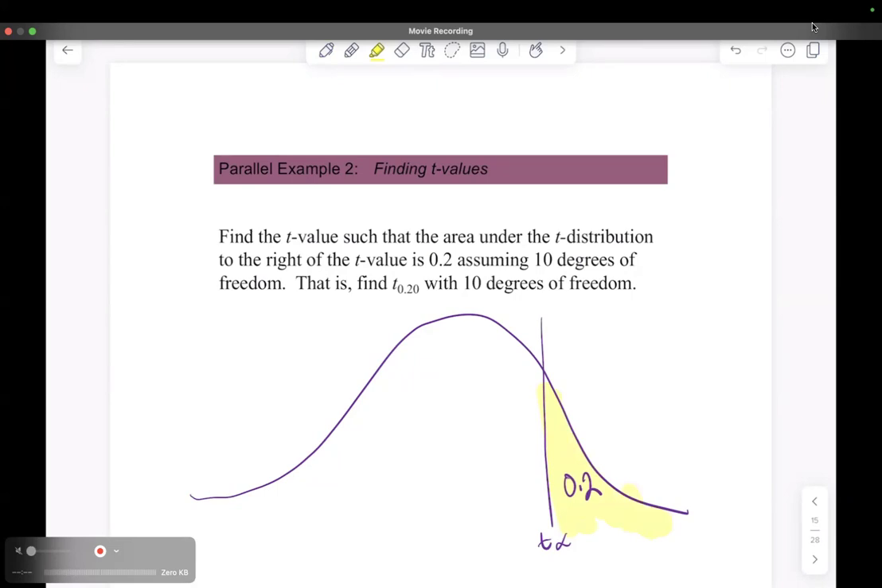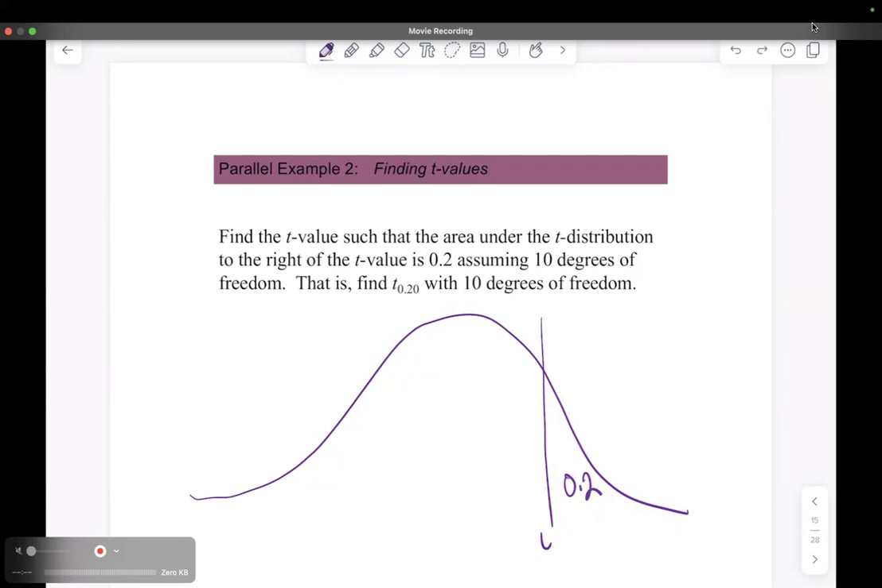Oh, we're looking for the area. I just lied to you. Okay, wait. So the t value is 0.2, the right of the t value. Hold on a second. Oh yeah, no, I did it correct.